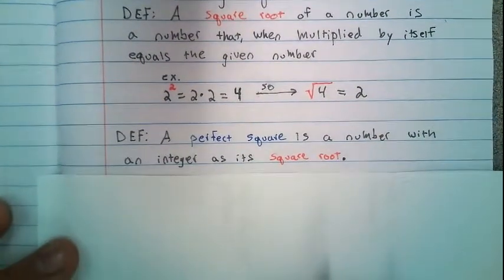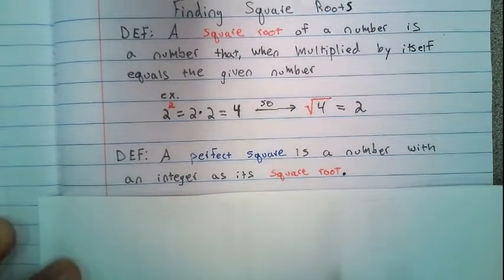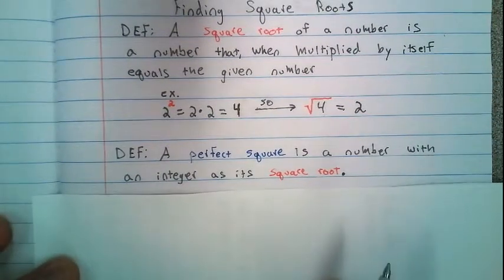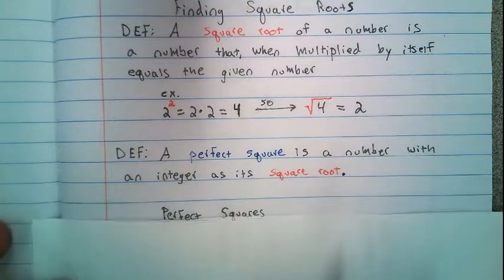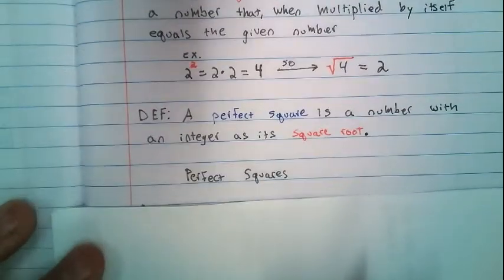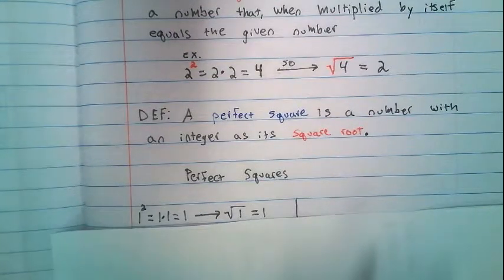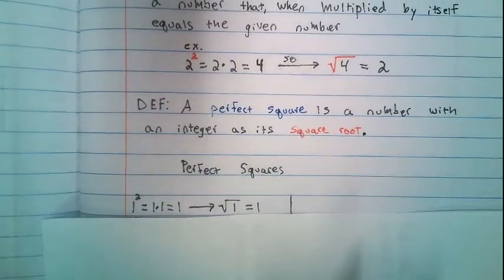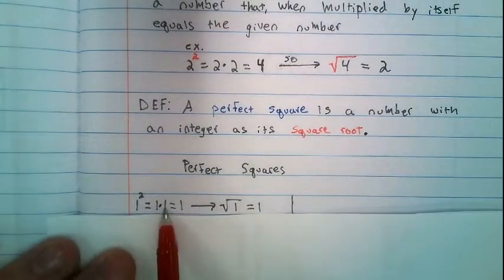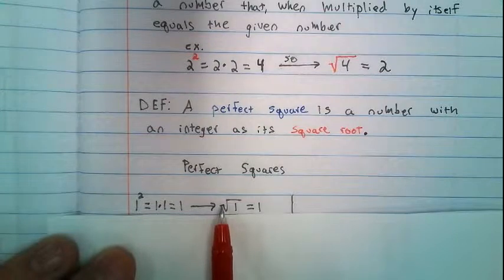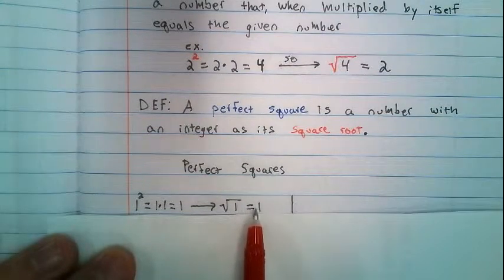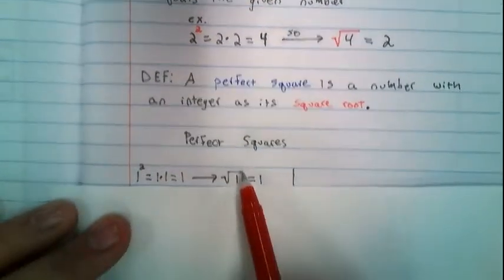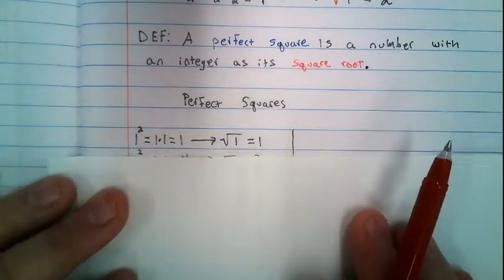A perfect square is a number with an integer as its square root. Okay? An example of a perfect square would be 1. So 1 squared, which is 1 times 1, is 1. That means that the square root of 1 is 1. We're going to make a whole list of all the perfect squares. Let's move on to 2.